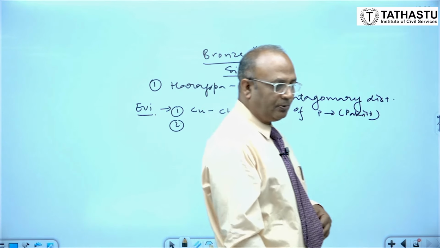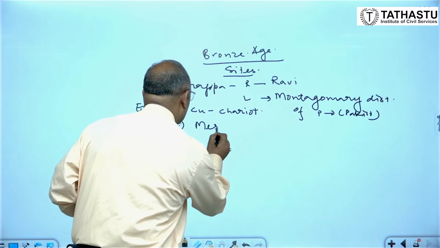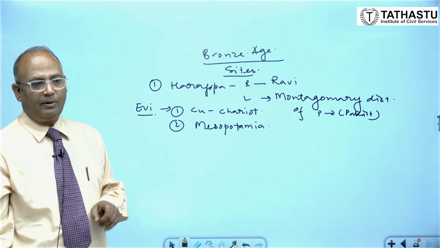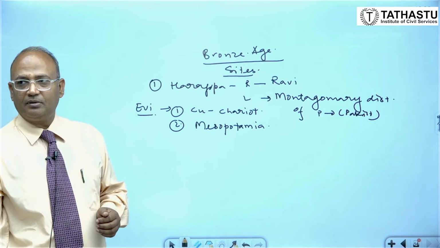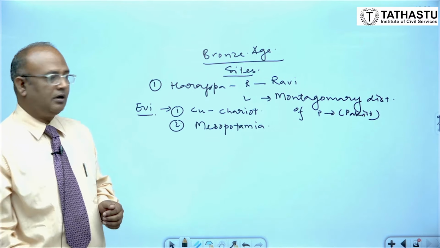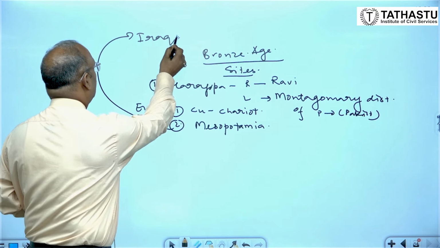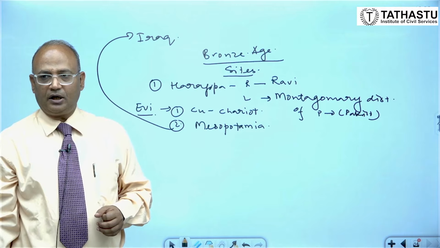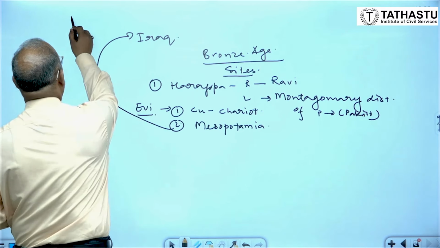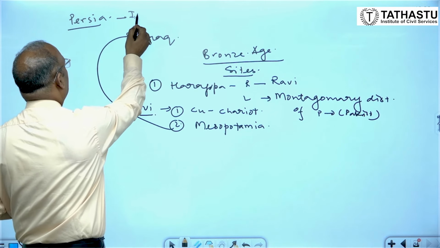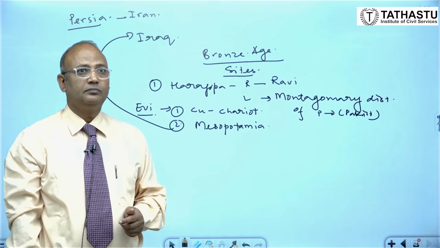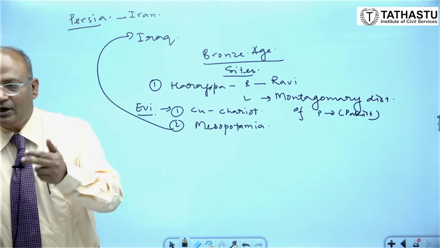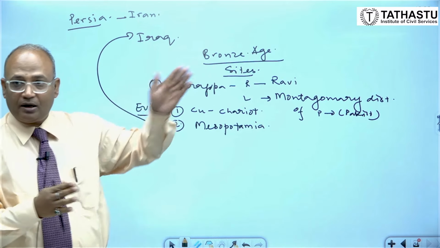direct trade relation with Mesopotamia. Mesopotamia means which country? I have already told you. Mesopotamia, the oldest civilization of the world. Iraq. Mesopotamia means Iraq. Persia means Iran. Write it down on the side somewhere, because this thing will come. Direct trade relation, I will tell you how they were doing trade, by which thing, what is the name of the port, how they were going there and they were coming here.